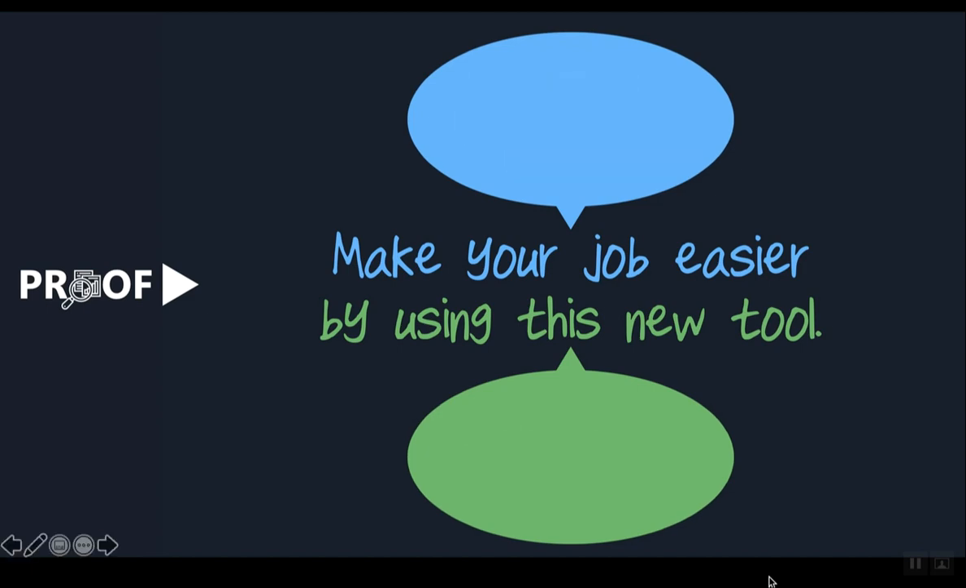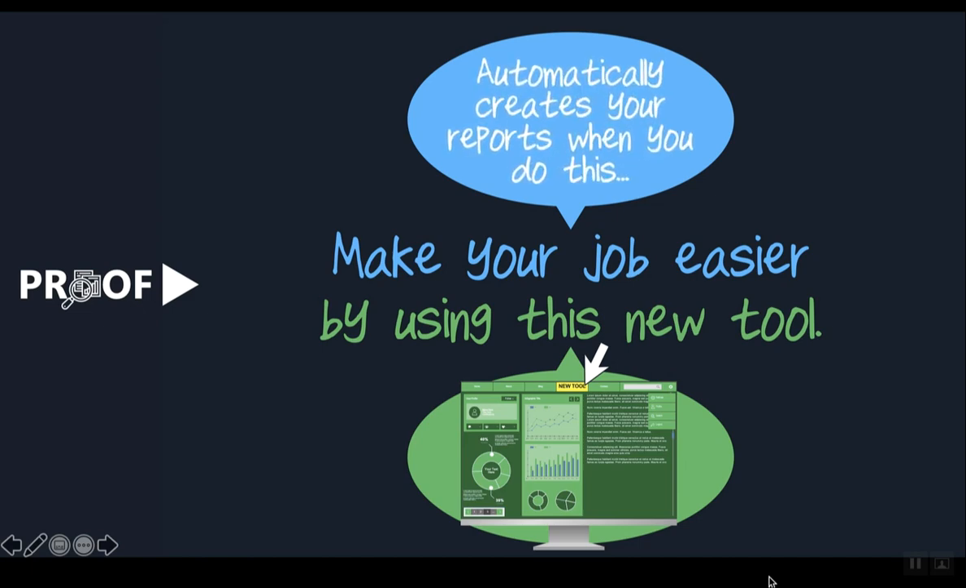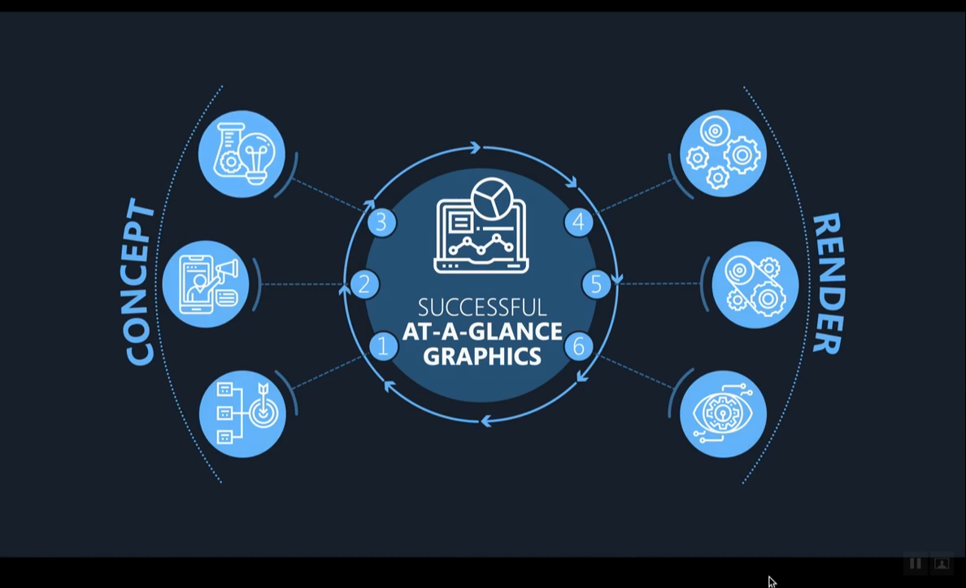We would want to answer it as succinctly and clearly as possible. For example, we would say, oh, the new tool, it's right here in your ribbon. It's right here in your menu bar. Like, oh, okay, that makes sense. And automatically, when you press that, it automatically creates your reports when you do this. Oh, okay, now I believe that would make my job easier, and I see that it's a new tool in my menu. So we provide proof. We spell it out, make it clear.